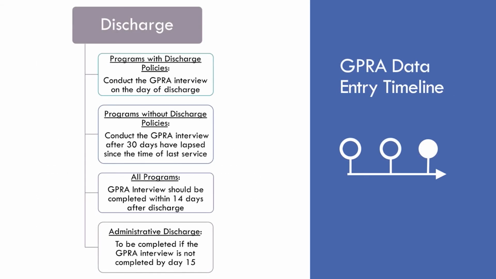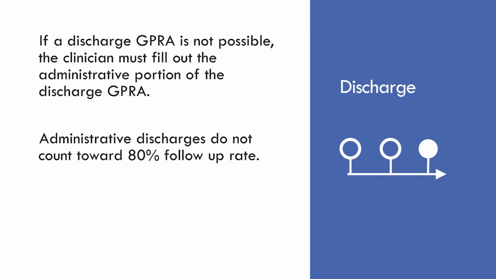Then the third interview is the discharge interview. This GPRA should be conducted on the day of the discharge from the program. If your program does not have a discharge policy, this GPRA should be conducted after 30 days have lapsed since the time of the last service. If a discharge GPRA is not possible, the clinician must fill out the administrative discharge for the GPRA. Administrative discharges do not count towards the 80% follow-up compliance rate. There's more information about administrative discharges on our website.